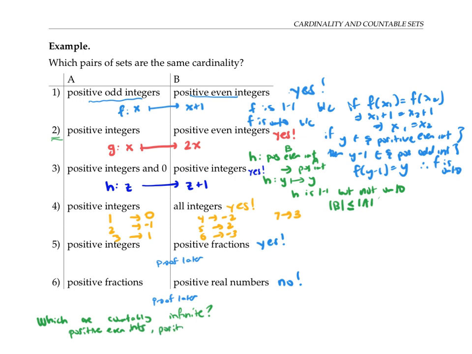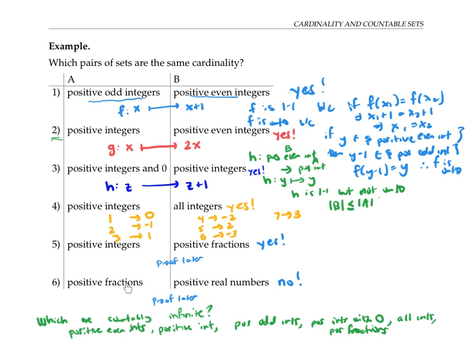Of course, the positive integers themselves, they're the OG countably infinite set. The positive odd integers, they can be put in bijection with the positive even integers, which can be put in bijection with positive integers. So therefore, the positive odd integers are countably infinite. The positive integers and 0 are countably infinite because of this bijection. The set of all integers is countably infinite, and the set of positive fractions is countably infinite. And the only set on this page that's not countably infinite is the set of positive real numbers.